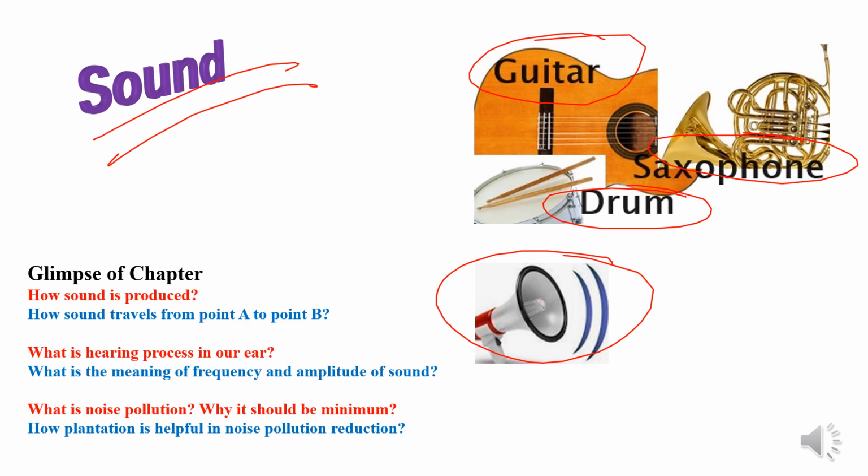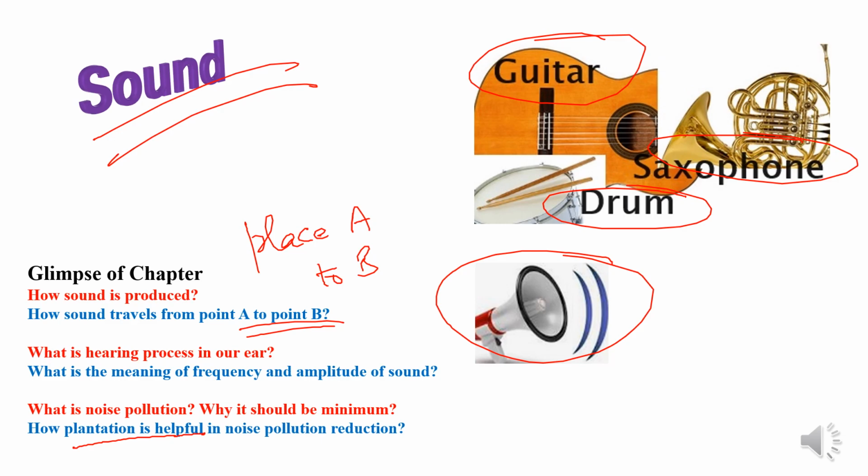How sound travels from point A to point B, meaning from place A to place B. And just consider this sound. This is the drum. So we can listen to this beautiful sound. This is something that we are supposed to understand in this chapter. How sound is produced, how sound travels, what is noise pollution, how plantation of green plants is helpful against noise pollution. So all these aspects.